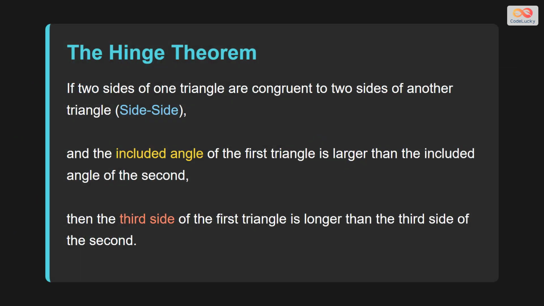Let's state the theorem formally. It says that if you have two triangles, and two sides in the first triangle are congruent to two sides in the second triangle, the triangle with the larger included angle will have a longer third side.